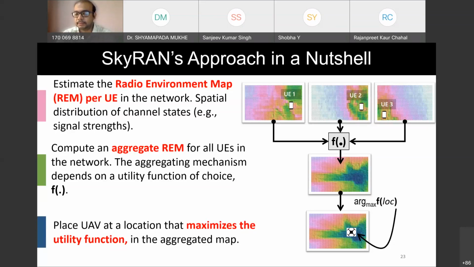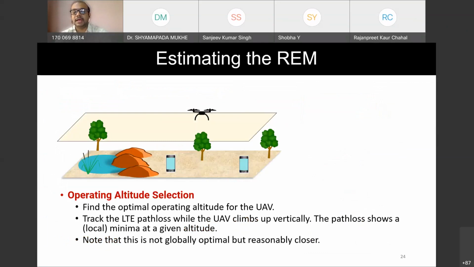Okay. So now, as you see, these are the 3 steps, out of which the first step entails a lot of calculation, because you have to get the radio environment map to start with. There is nothing like that to start with, and you don't even know where the UEs are located and so on. Okay, so the first thing, before even estimating the radio map, is to find out the altitude, right? First, I need to know at what height to operate. Then only will I know where to operate in the 2D plane.